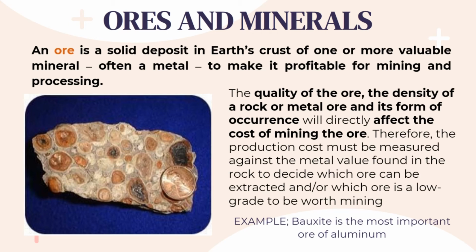The quality of the ore, the density of a rock or metal ore, and its form of occurrence will directly affect the cost of mining the ore. Therefore, the production cost must be measured against the metal value found in the rock to decide which ore can be extracted or which ore is too low grade to be worth mining. In this picture is an example of the most important ore of aluminum, which is bauxite.